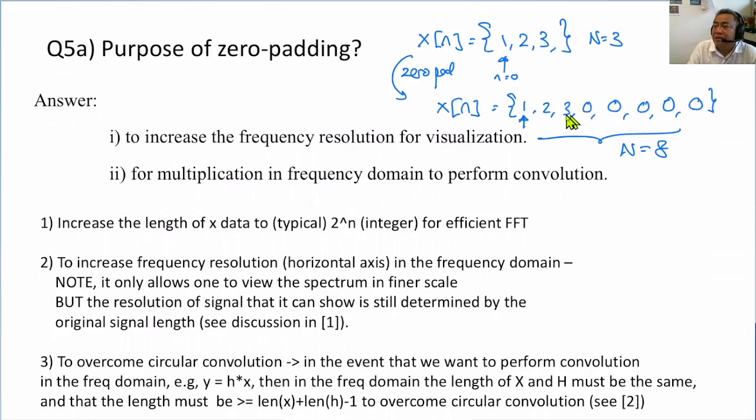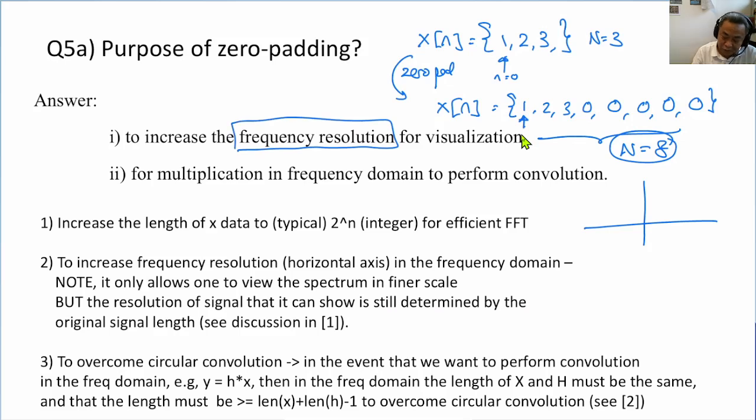We're just saying that we are going to realize this extension of zeros of the sequence, and now we have 8 samples of x[n], and we can take the Fourier transform or discrete time Fourier transform, and that allows for efficient Fourier transform. So this is one of the reasons why we want to increase the length of the data. When we increase N to 8, we are also increasing the frequency resolution for visualization.